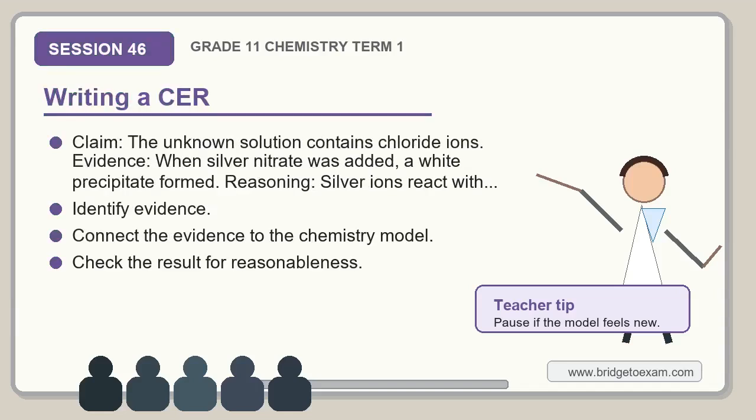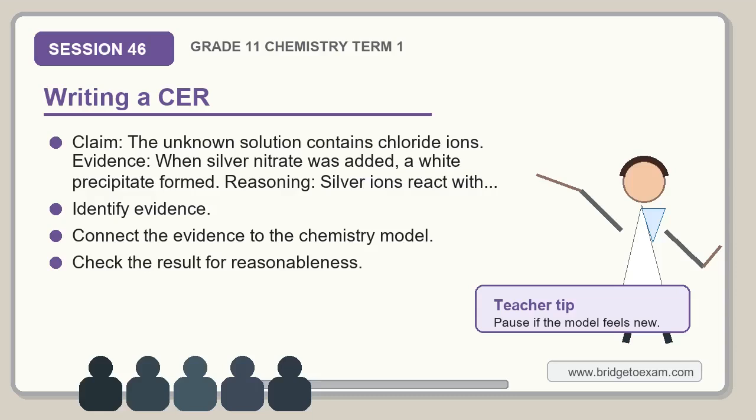Now let's work an example. Writing a CER. Claim: the unknown solution contains chloride ions. Evidence: when silver nitrate was added, a white precipitate formed. Reasoning: silver ions react with chloride ions to form insoluble silver chloride, AgCl(s).